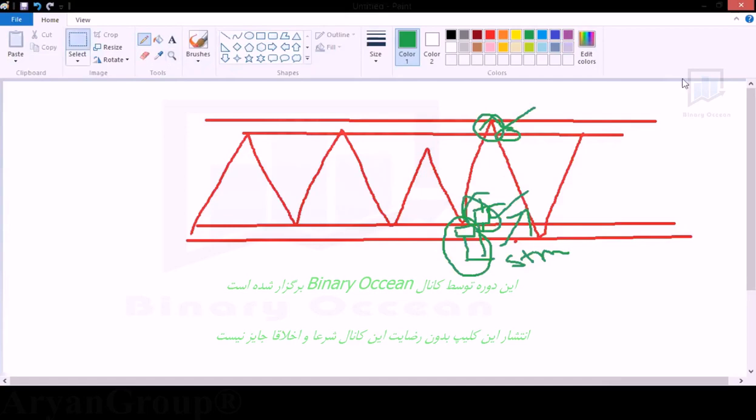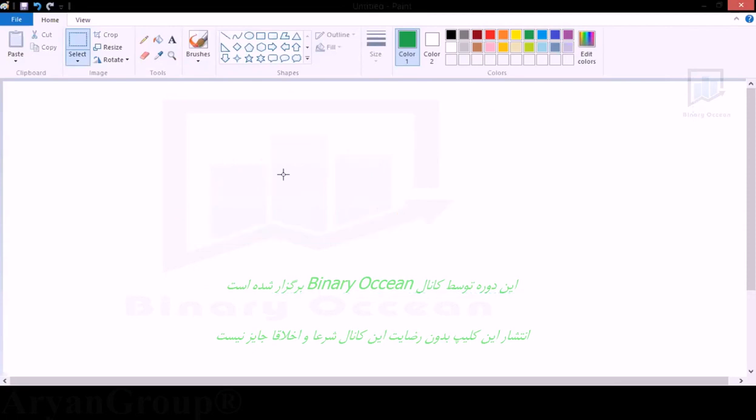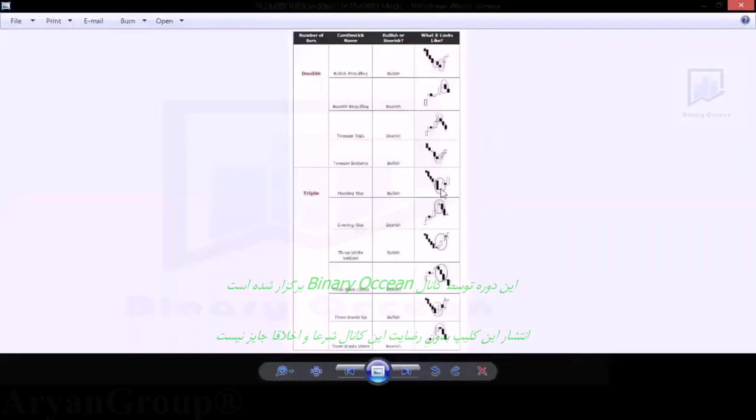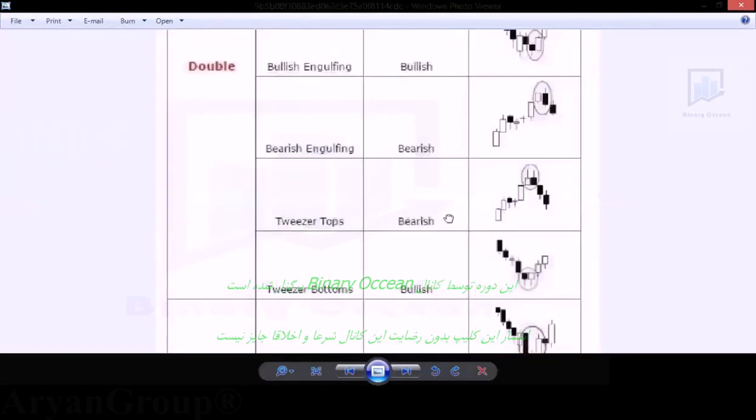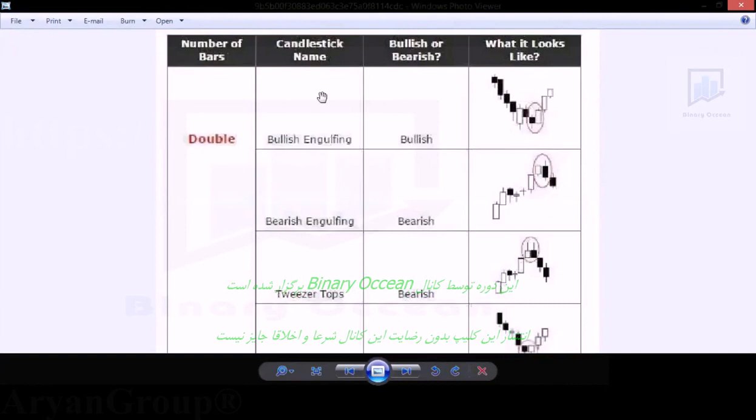And I will give you some patterns here. Okay, here. Okay, these are all candles. These are the engulfing candles.